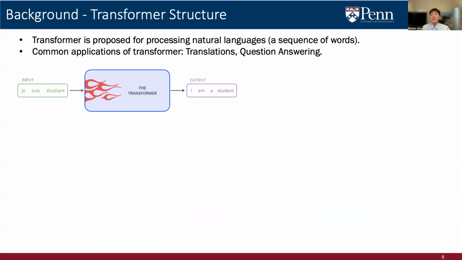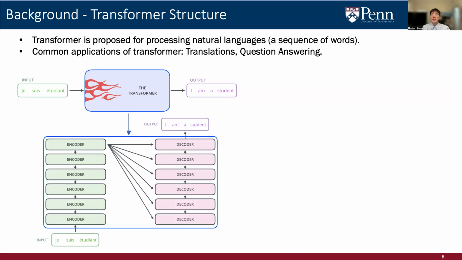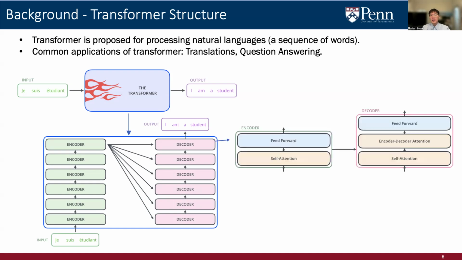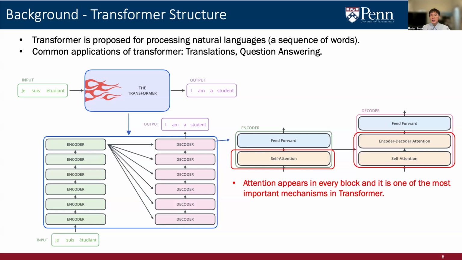Transformer is proposed for processing natural languages. Common applications of transformers include translation and question answering. In this example, the input is a sequence of French words and the output is a sequence of English words. If we zoom in, we can see that there is a stack of encoders to encode the input into embeddings and a stack of decoders to decode the embeddings into the output. Let's continue zooming in to a pair of encoder and decoder. You can see that attention appears in every block, and it is one of the most important mechanisms in transformer.